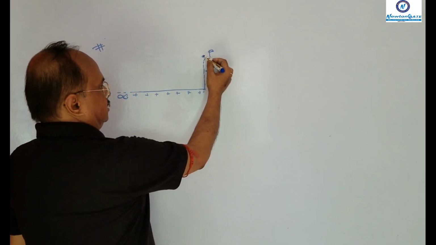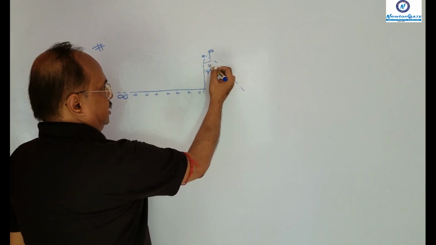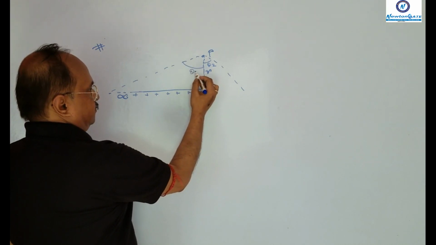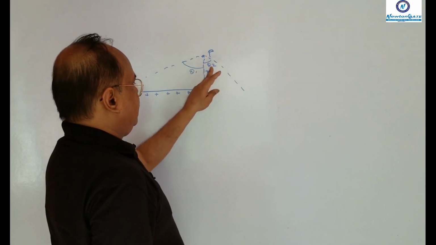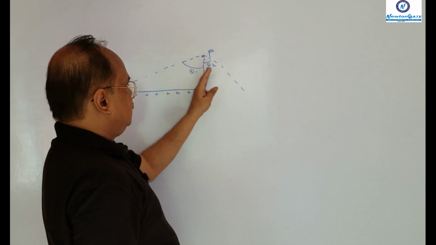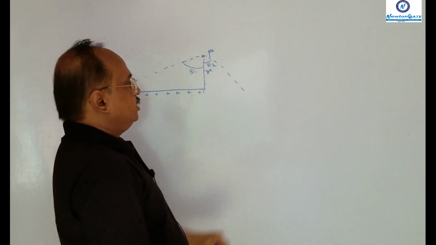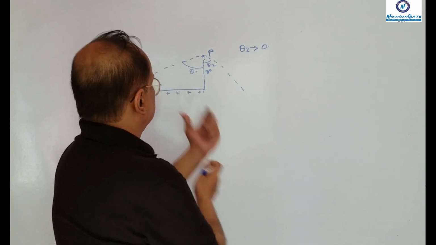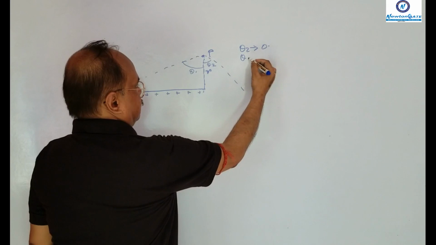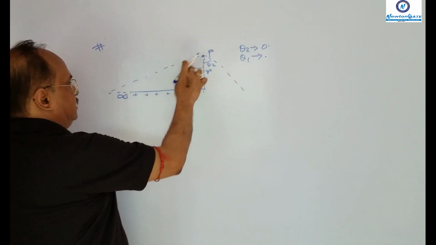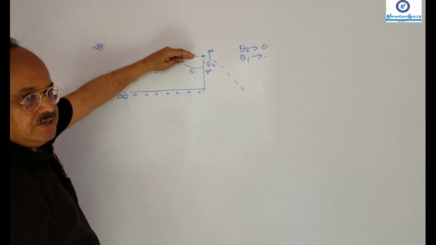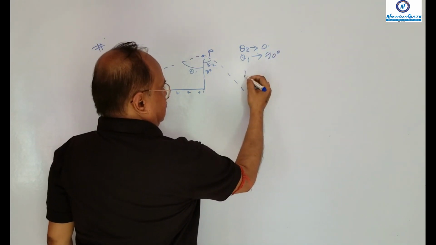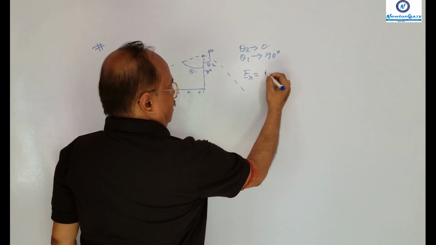As you know, there are two angles. One is theta 2, and you can call the other theta 1. Since this has the edge, there is no theta 2, so theta 2 tends to 0. Theta 2 is equal to 0. And theta 1 tends to what? As it is going away, this angle keeps increasing, that means theta 1 tends to 90 degrees.